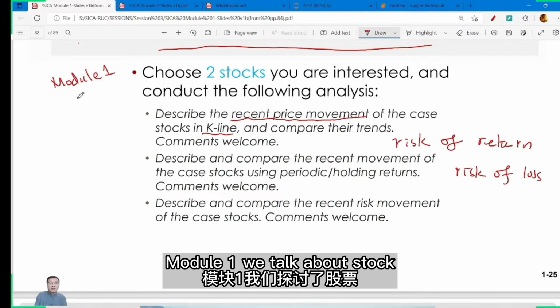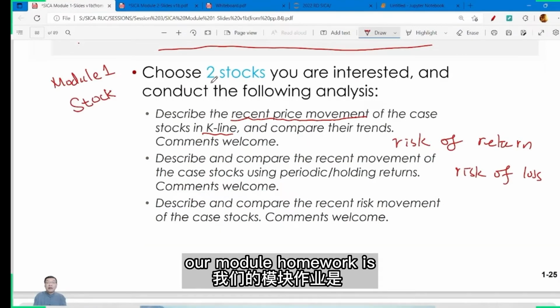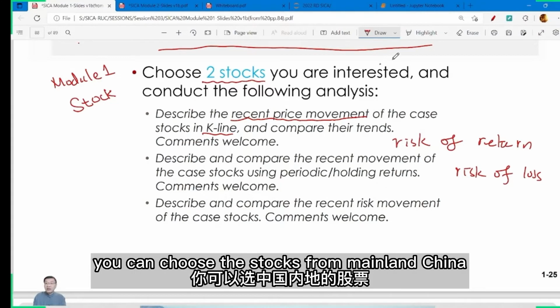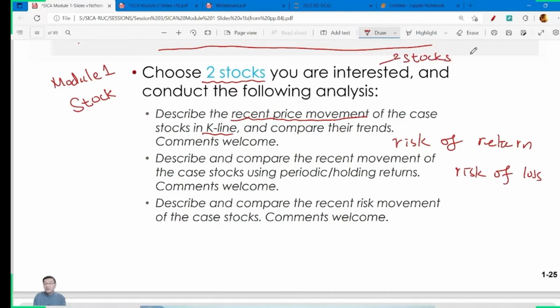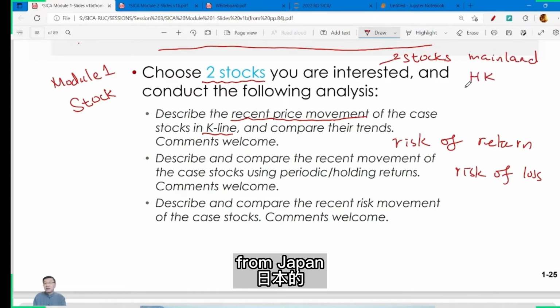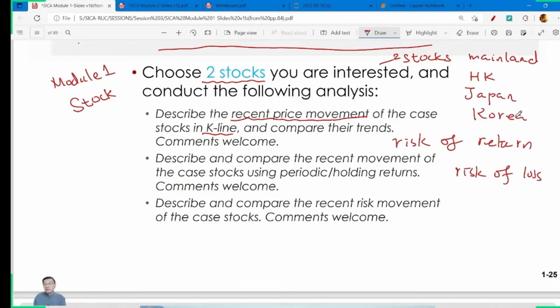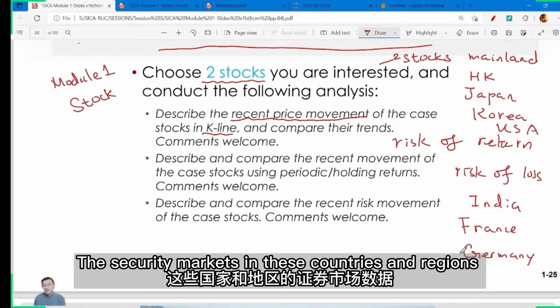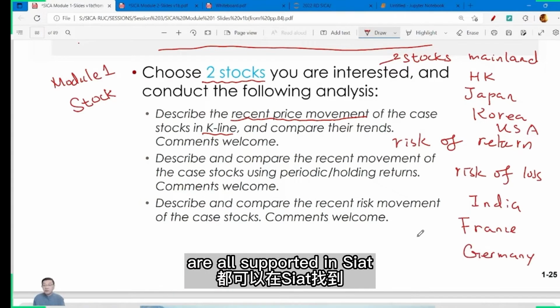In Module 1, we talked about stock. Our module homework is to choose 2 stocks, any stocks you are interested in. You can choose stocks from mainland China, Hong Kong, Japan, Korea, the USA, even India, France, Germany, whatever. The security markets in these countries and regions are all supported in CF.